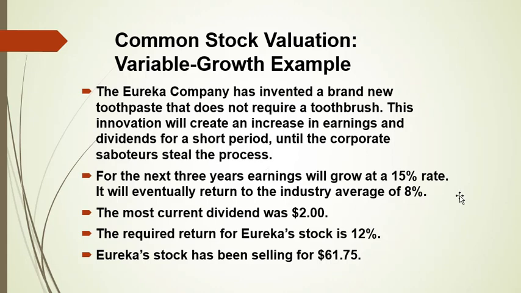So this company has invented a brand new toothpaste that doesn't require a toothbrush. This innovation is going to increase their earnings for a short period of time until corporate saboteurs steal the process. So for the next 3 years, earnings are going to grow at 15%. It'll eventually return to the industry average of 8%. The most current dividend is $2. Required return on the stock is 12%. And the stock has been selling for $61.75.